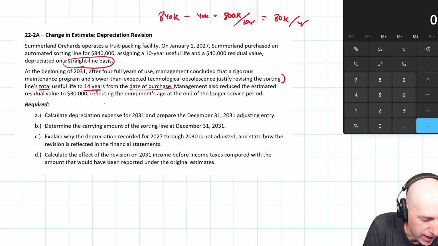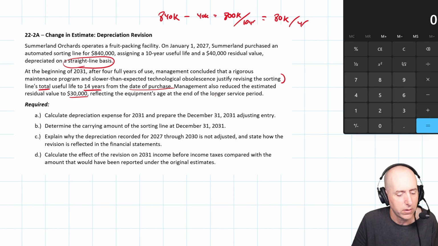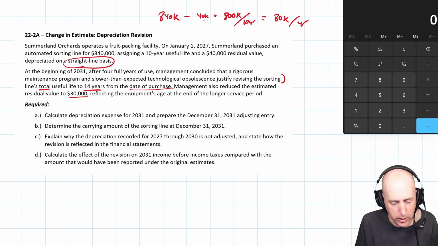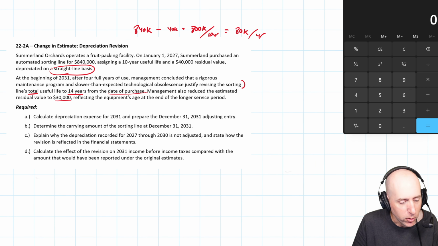Management also reduced the estimated residual value to $30,000, reflecting the equipment's age at the end of the longer service period. So we're going to be able to sell this or salvage from it $30,000 at the end of its life. We used to think $40,000. Okay. It asks us to calculate the depreciation expense. How do we do this?